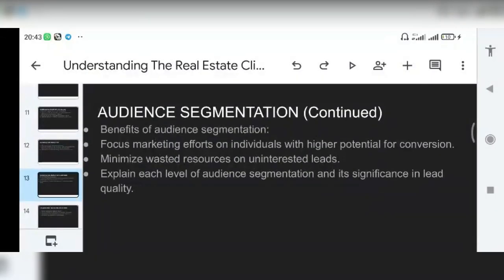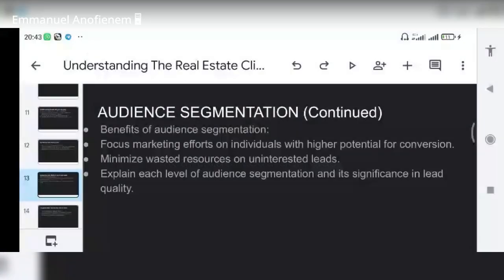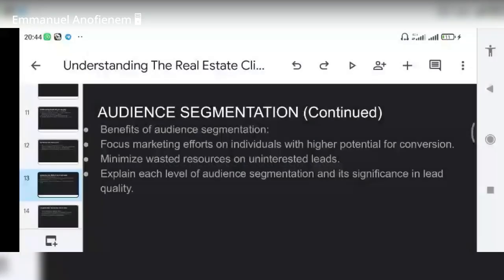So basically everything we're talking about is because you need to segment your audience, right? Hope by now it's clear. When you're focusing your marketing on people with higher potential for conversion, either people who are in pain or who have a desire for what you are promoting, you are minimizing waste, so you don't waste your time or your money on leads that are not the best quality. Okay, so let's move on.